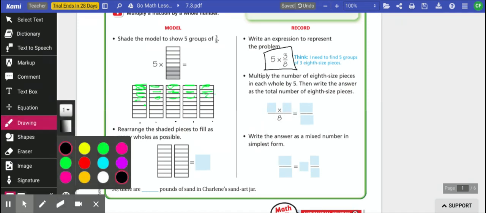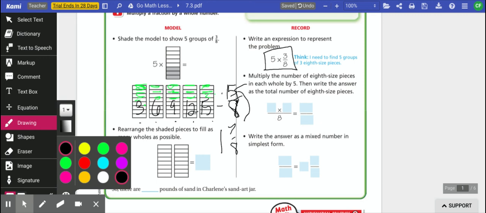Okay. So right now we've shaded 3 out of the 8 in each model, which gives me a total of 3, 6, 9, 12, 15. So right now my total is 15 eighths. That's the answer to my equation. I can leave it like that, or as we know, 8 goes into 15 once and I have 7 left over.